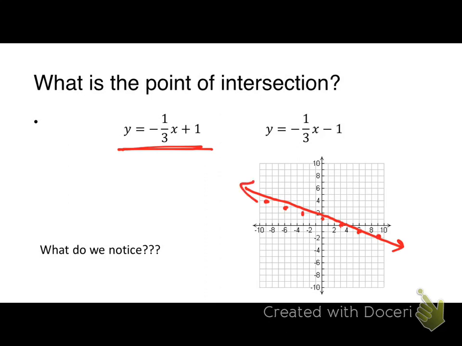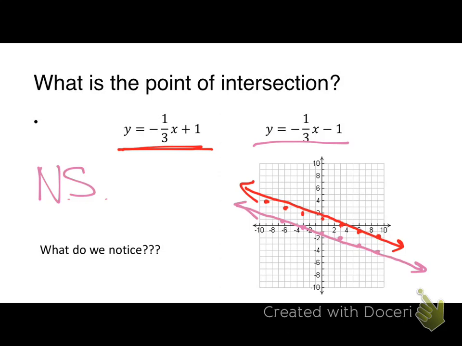And now we're going to do the other one. So it's down 1, down 1 to the right 3 again, and repeating, then up 1 to the left 3, and so on and so forth. So it looks like these are parallel lines. So our solution is going to be no solution.